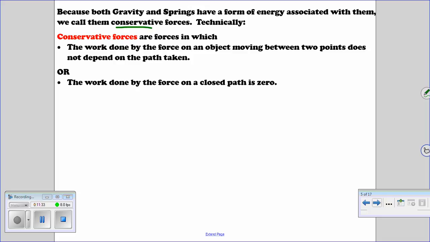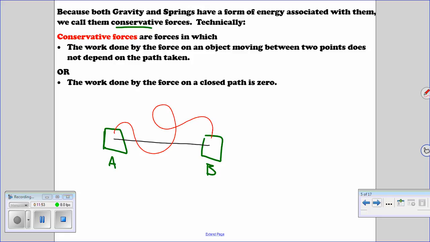So what that's saying is a force is conservative if, suppose I've got an object that moves from point A to point B. So maybe this is one path, here's another path, here's another path. All right, so a force is conservative if the work done by that force along each of these 3 paths is equal. Okay.